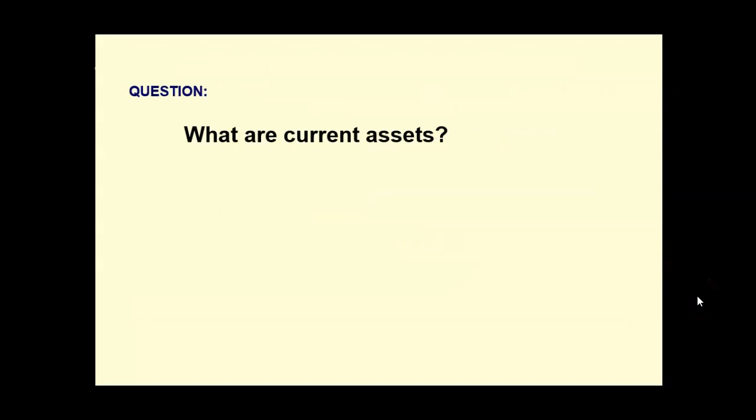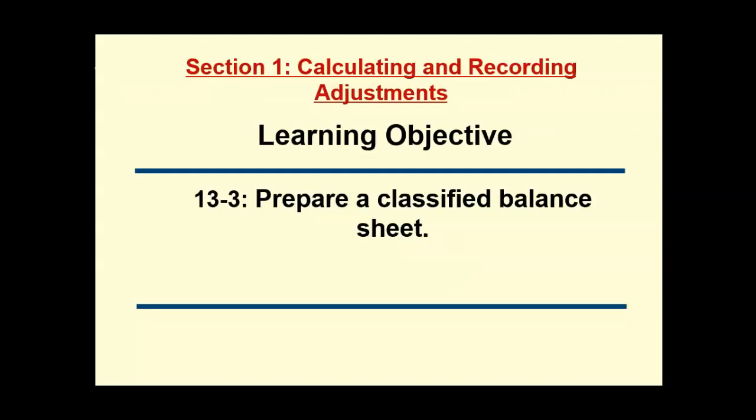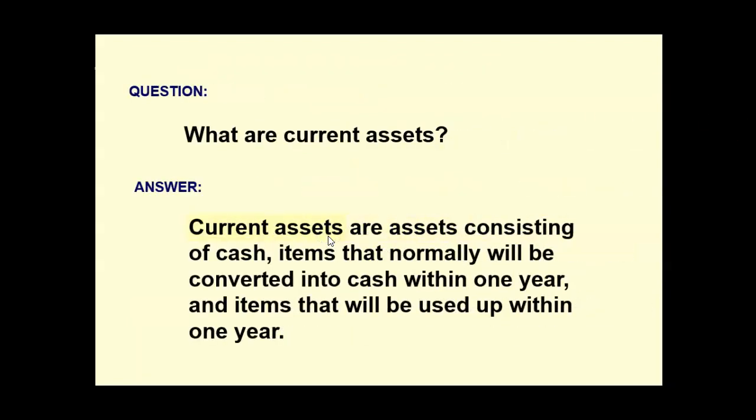Now, what has changed is the format of the balance sheet. We now have what's called a classified balance sheet. When you think of a balance sheet, you should still think assets, liabilities, and owner's equity. Except now you're going to have different categories of assets and different categories of liabilities. First, on the asset side, we have what's known as current assets.